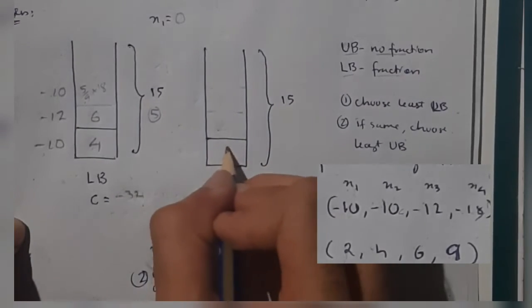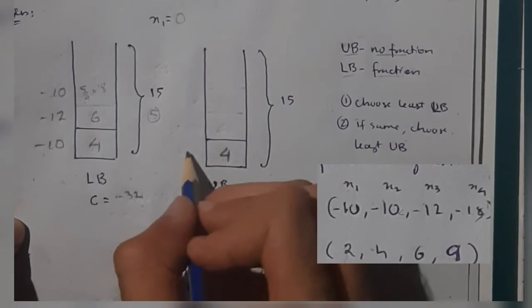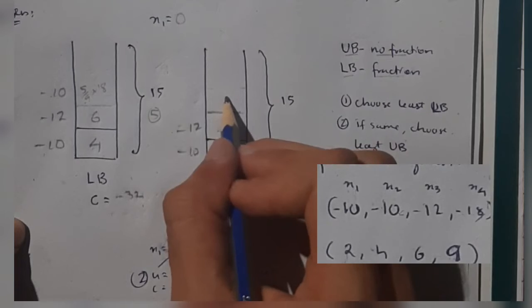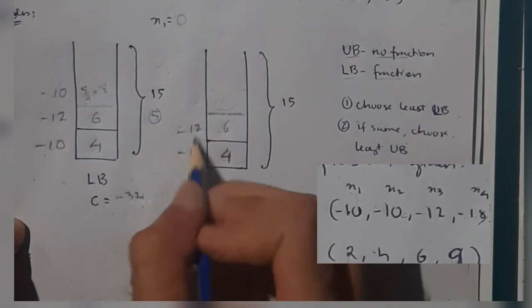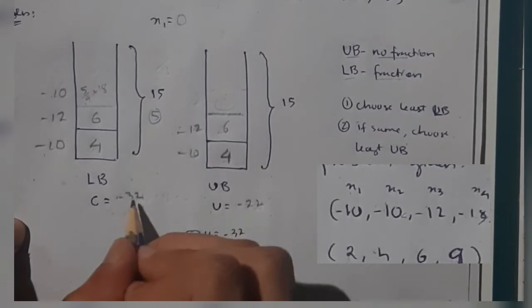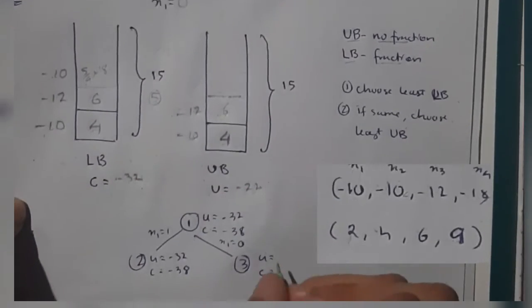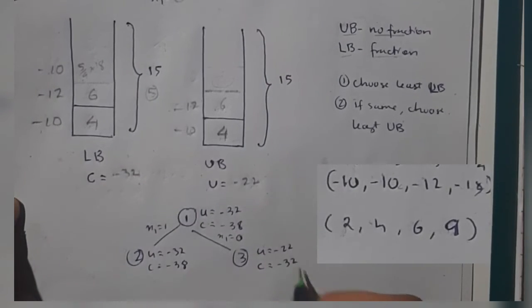Same thing we'll do here. I have to compulsorily exclude 2. So I'll start from 4, then 6, and I can't include 9 in the space of 5, so I'll stop here. Then the total sum is minus 22. That's it. We note down U and C for this node. Here I got U as minus 22 and C as minus 32.